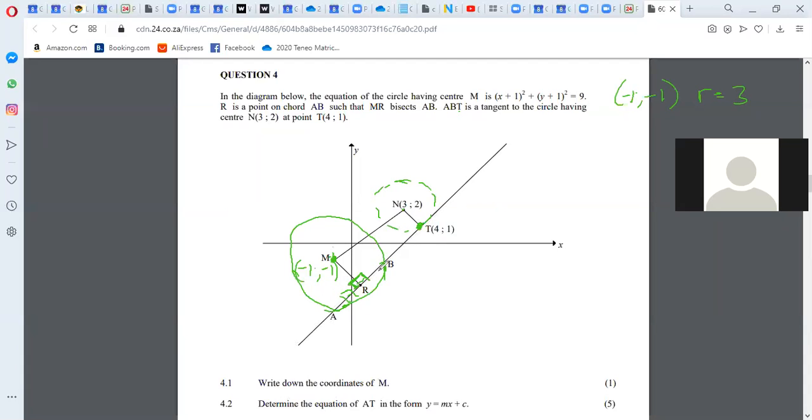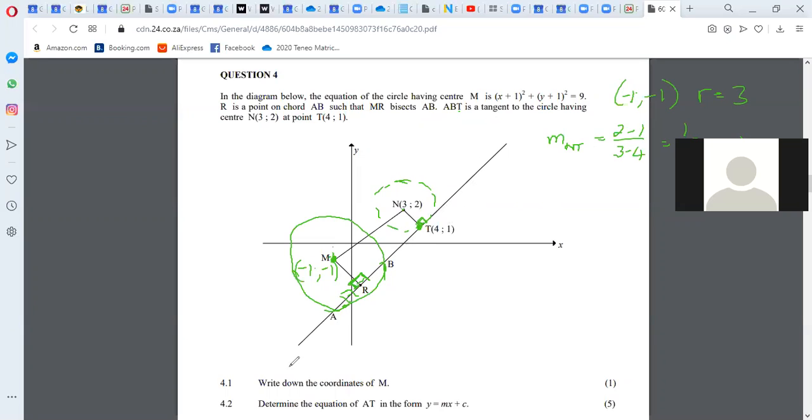So the equation of the line, right? This line will have the opposite gradient to that because of the 90. But isn't this also 90, the angle between the radius and the tangent? So isn't this gradient also opposite to that? I can easily find the gradient of NT, right? 2 minus 1 over 3 minus 4. So that's 1 over minus 1, which is minus 1. That gradient is minus 1.